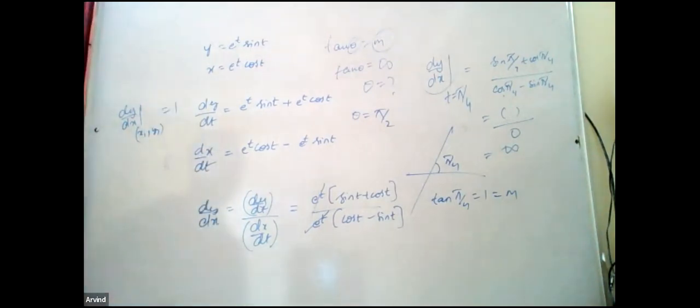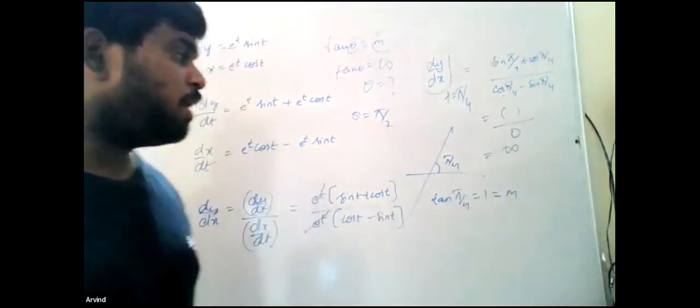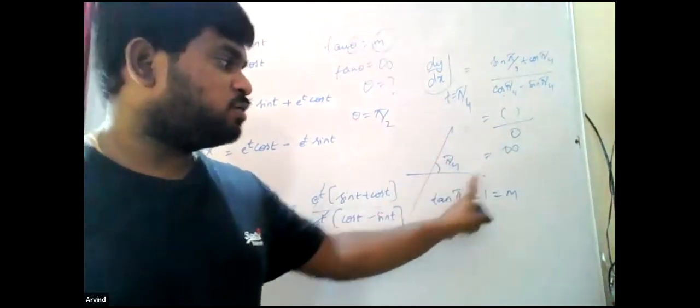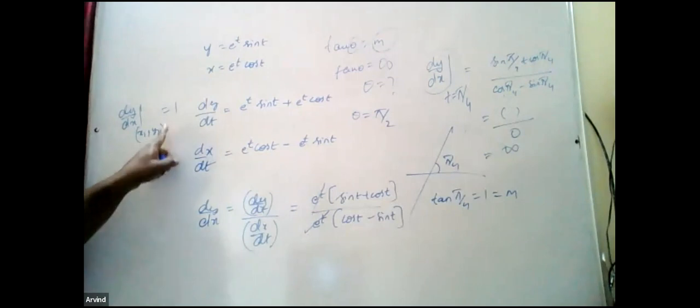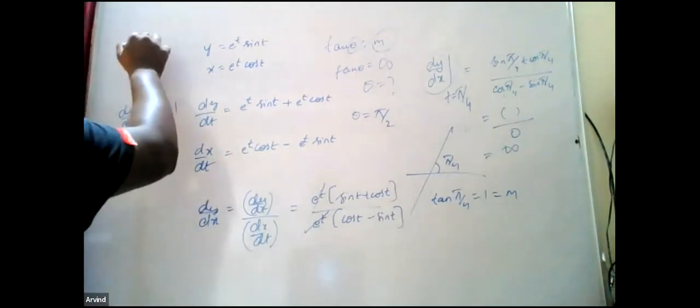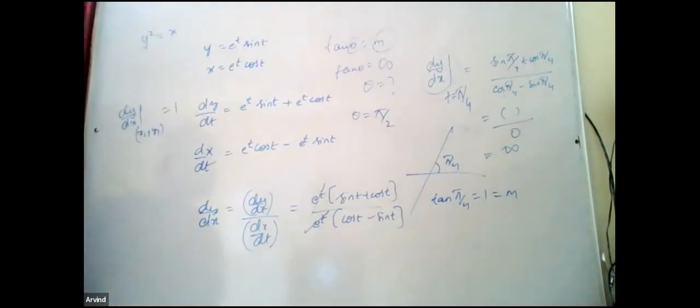We did a similar problem earlier. There the slope was given directly, but here the angle is given. So we used the angle to calculate the slope. Now we know dy by dx at x1, y1 is 1. They have given y square is equal to x. We have to find the point x1, y1.